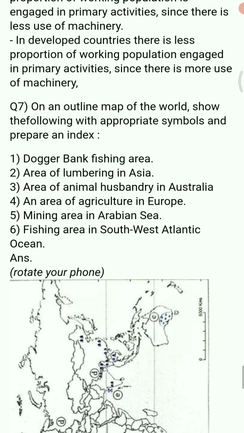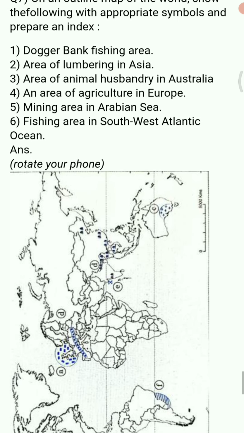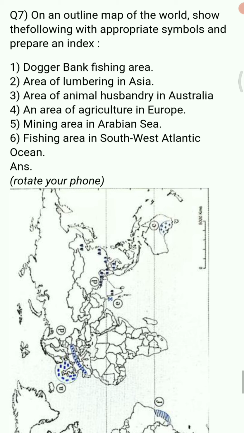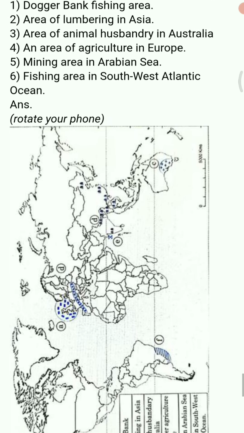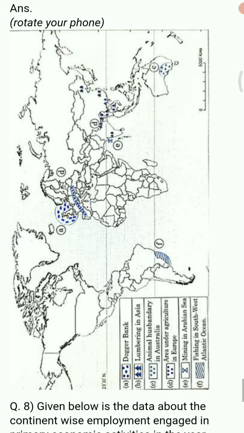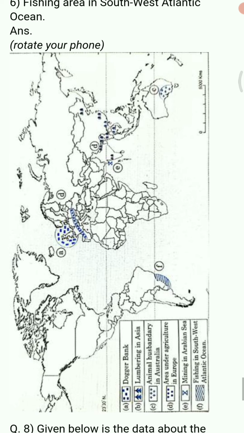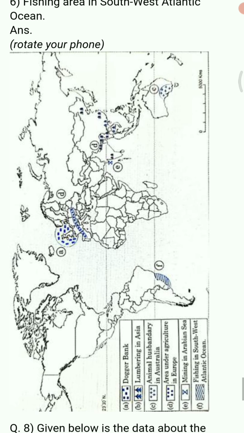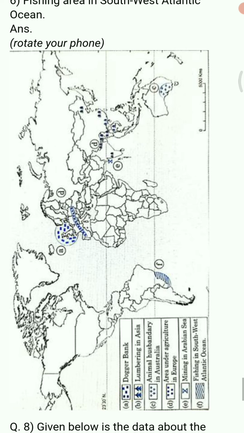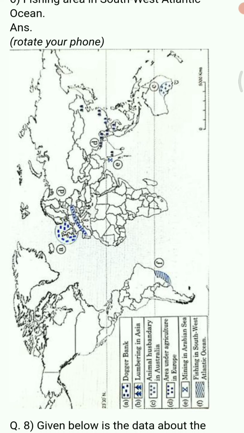Now there is next exercise, question number 7. There is an outline of world map which is given and you have to mark all these places. तो यहाँ पे आप देख सकते हो कि डॉगर बैंक है, लंबरिंग इन एशिया है, एनिमल हस्बेंड्री इन ऑस्ट्रेलिया है, एरियाज अंडर एग्रीकल्चर इन यूरोप है, माइनिंग इन अरेबियन सी है एंड फिशिंग इन साउथ वेस्ट अटलांटिक ओशन है.